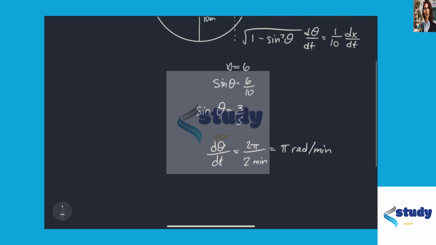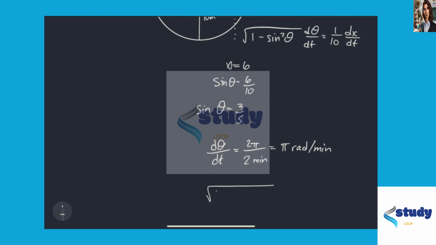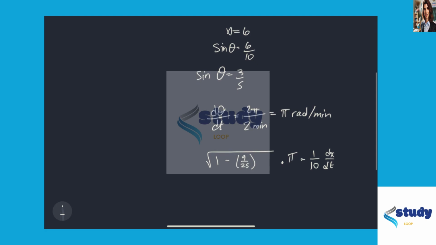Substituting these values in now, what we end up getting is the square root of 1 minus 9/25, because it's sine squared, and we already know sine of theta is 3/5. Then we're going to have times pi, our rate, is going to be equal to 1/10 dx dt. With that, we just do the math and simplify, and we end up getting that dx dt is equal to 8 pi. So what that tells us is that the rider is traveling 8 pi meters per minute.